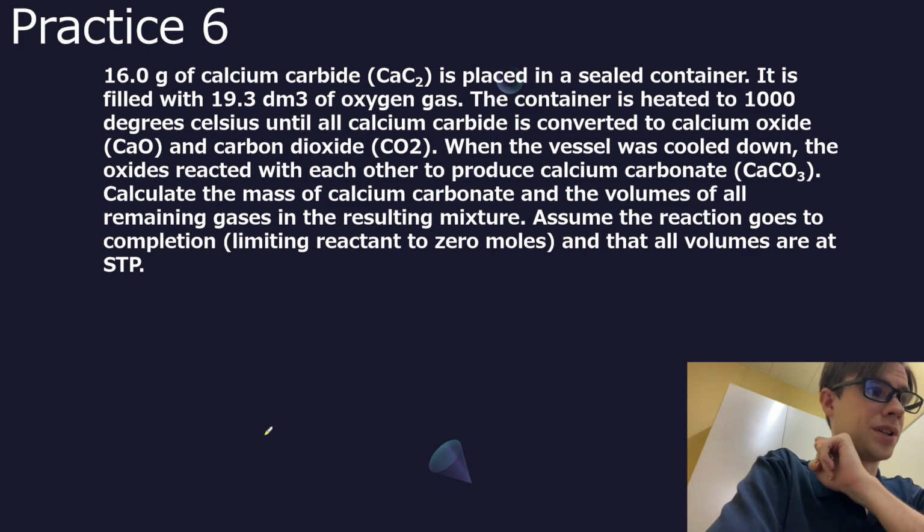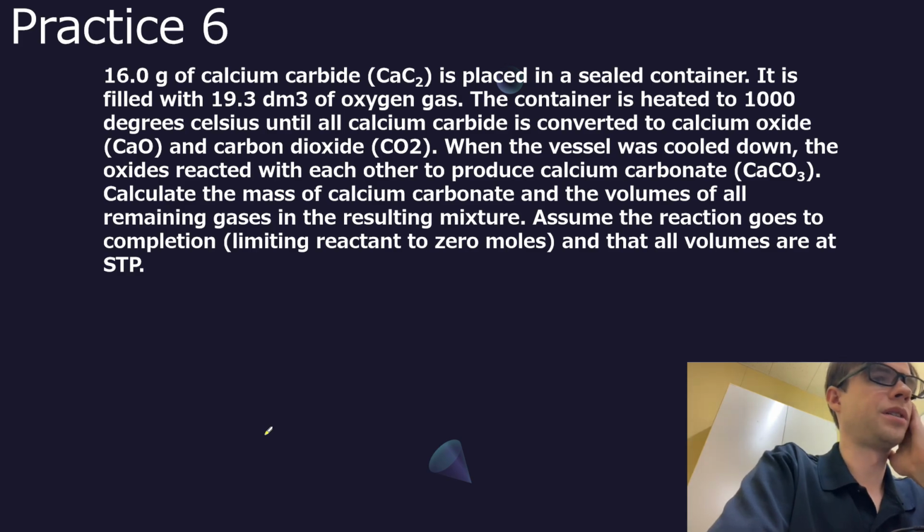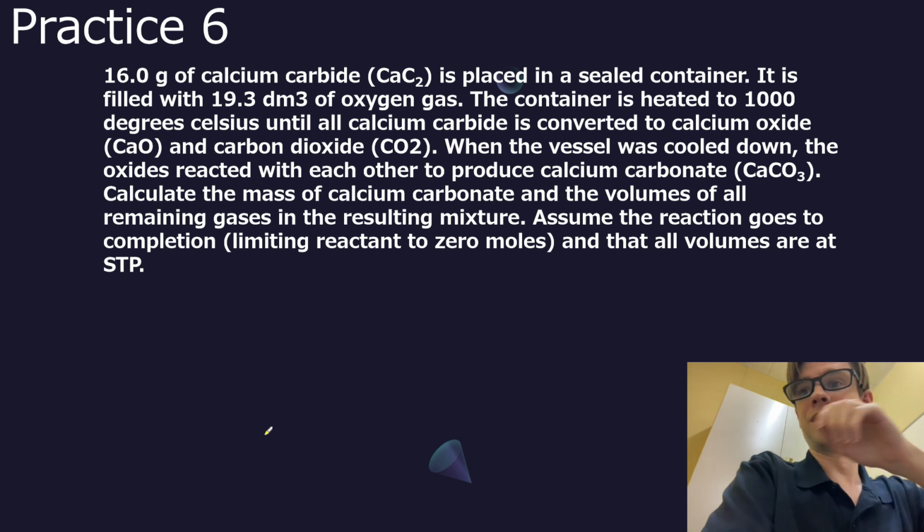Then the vessel's cooled down. The oxides react with each other to produce calcium carbonate, CaCO3. Calculate the mass of calcium carbonate and the volumes of all remaining gases in the resulting mixture. Assuming the reaction goes to completion, limiting reactant to 0 moles, and that all volumes are at STP. Okay, so there's a ton of things to do here.